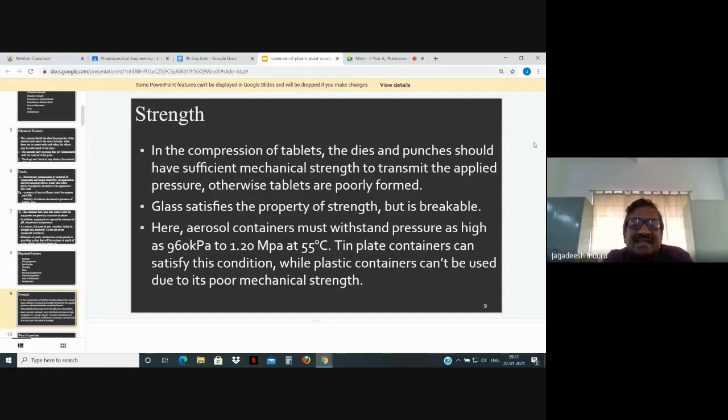Tin plate containers can satisfy this particular condition when compared to glass. Glass may also fulfill it, but the problem is fragility. If anybody mistakenly allows it to fall, it will tend to break immediately and cause damage. Plastic containers also have some strength, but they cannot be used due to poor mechanical strength. They will expand and burst. So this is a very important parameter. It sometimes restricts us to using only metallic material to give enough strength.